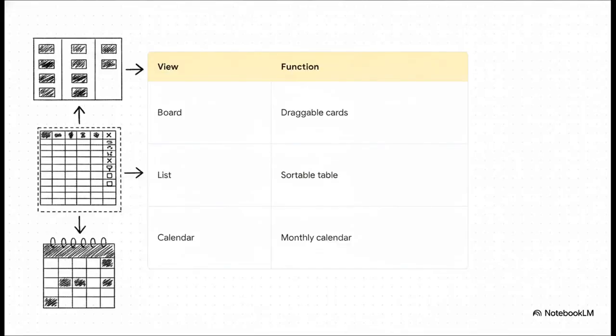And for managing your actual work, the dashboard gives you total real-time visibility through 3 distinct views. The board view is your classic draggable Kanban setup. The list view gives you a sortable table, perfect for bulk updates. And the calendar view physically maps your tickets right onto a monthly calendar. Best part? All of this syncs instantly across your entire team.